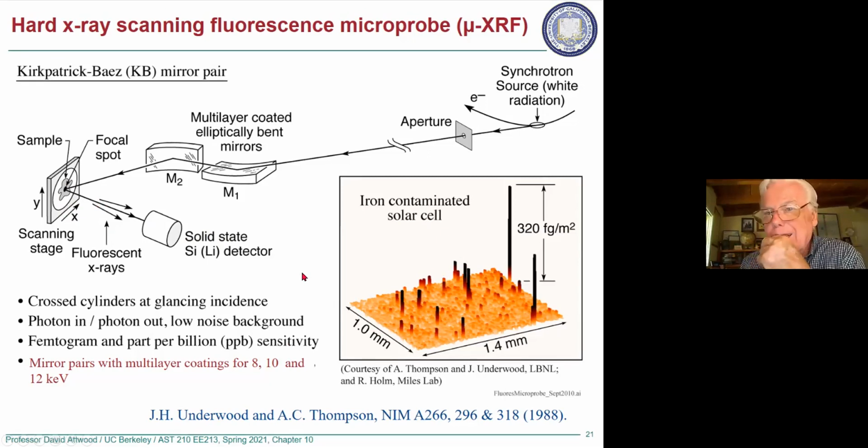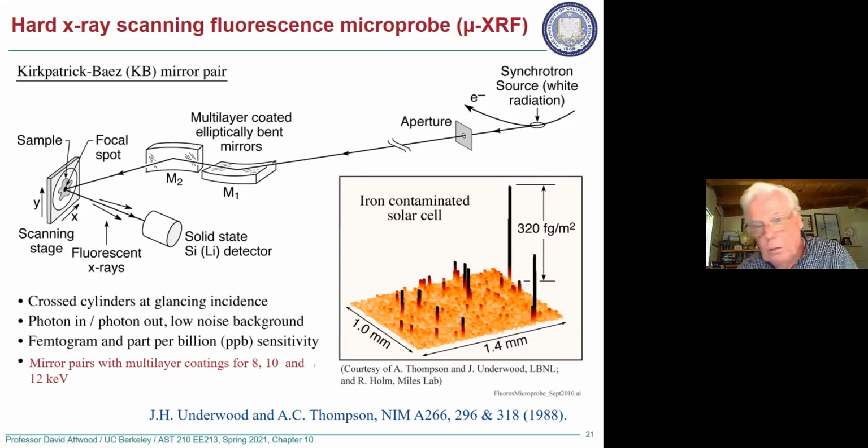Okay, and one of the nice things about this is it's super sensitive. There's no background noise. There's no electrons involved here. It's photons in and photons out. So the noise level is quite low, and the system is sensitive enough to do femtograms per, it says meter squared. That's not right. It has to be micron squared. Boy, I can't get rid of all these mistakes.